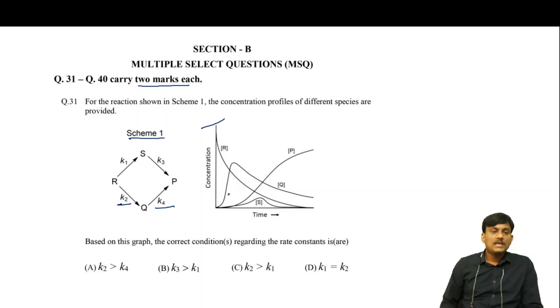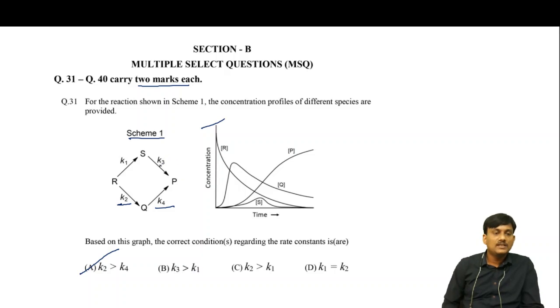Here, in less time, there is more change in concentration. Here, there is more time, less change in concentration. It means the conversion of R into Q is fast when compared with the conversion of Q into P. So K2 is greater than K4. This one is correct.